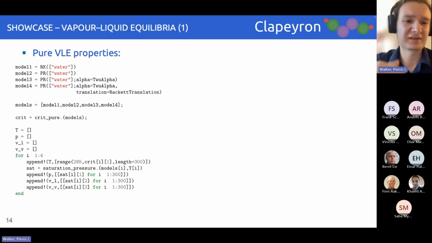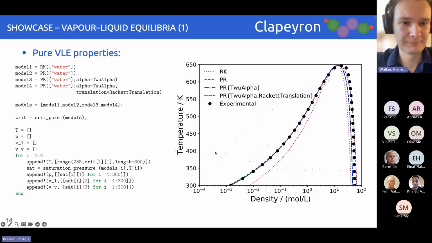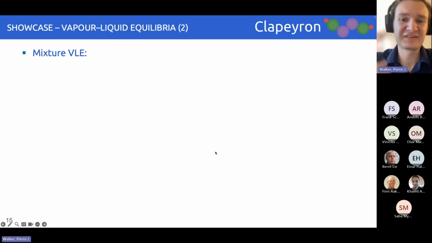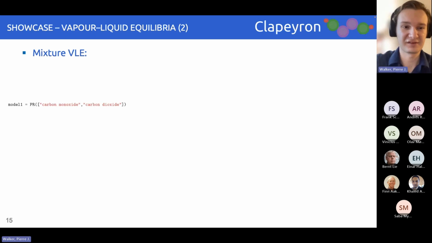Now, users can then trace the saturation curve using our solvers and then visualize the results, or they can see the impact of using their various modifications on the predicted properties. This is not limited to pure systems either. We can also use Clapeyron to model mixtures, for example, modeling the cryogenic separation of carbon monoxide and carbon dioxide.